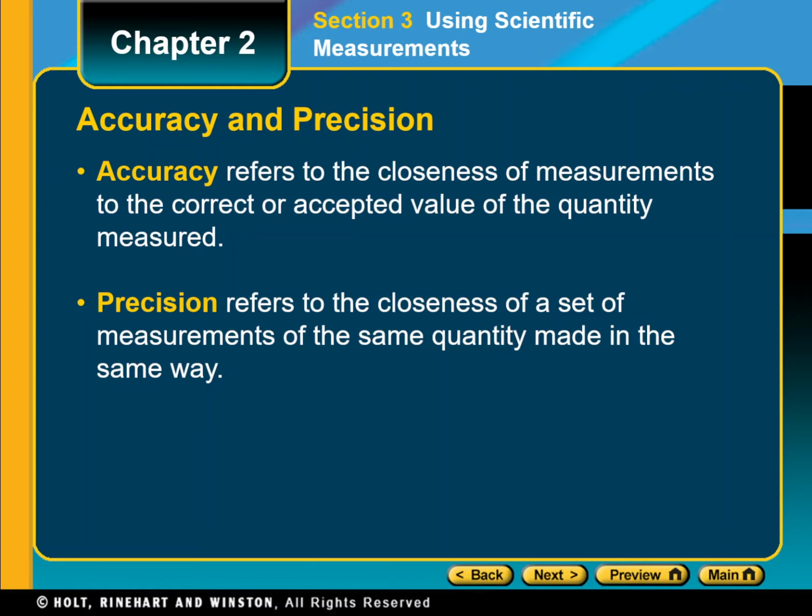Measured values that are accurate are close to the accepted value. Measured values that are precise are close to one another. Imagine that 4 darts are thrown at the center or bullseye of a dartboard. The accuracy of the throws is determined by how close the darts land to the bullseye. The precision of the throws is determined by how close the 4 darts land to each other.